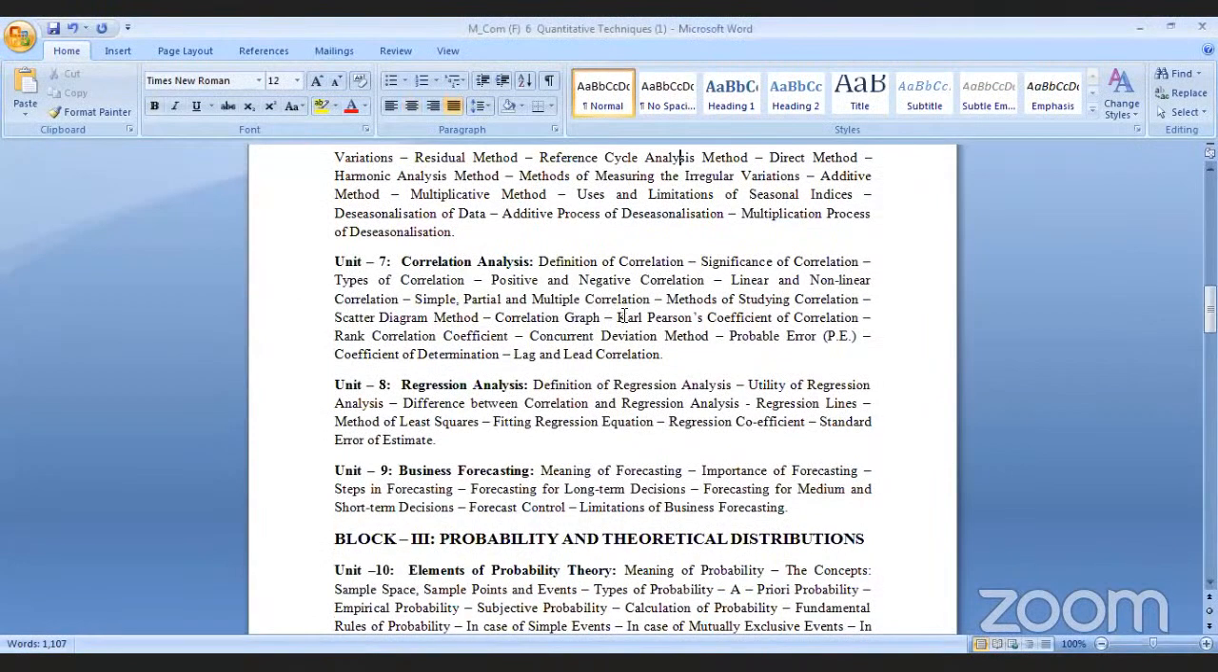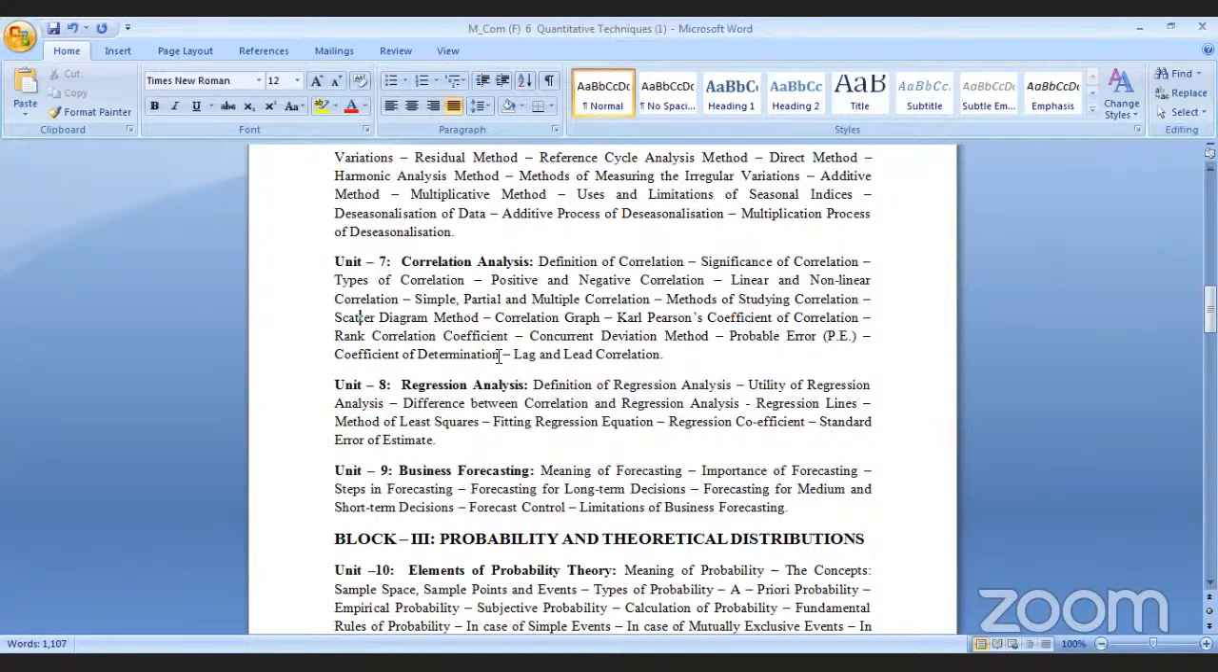Wait a minute, I will share the syllabus. See, in correlation analysis we completed up to here. Methods of studying correlation: positive correlation, significance, negative correlation, everything we completed. Karl Pearson coefficient of correlation also we completed. The scatter diagram and correlation graph are balanced, then rank correlation and concurrent deviation. In the next class on Saturday, we are going to complete concurrent deviation and rank correlation within half an hour. I will try to complete that.